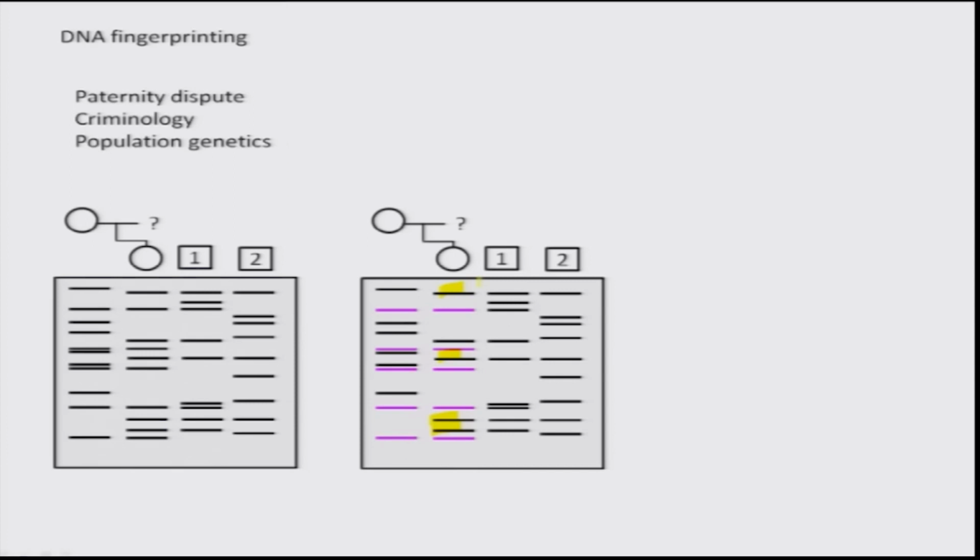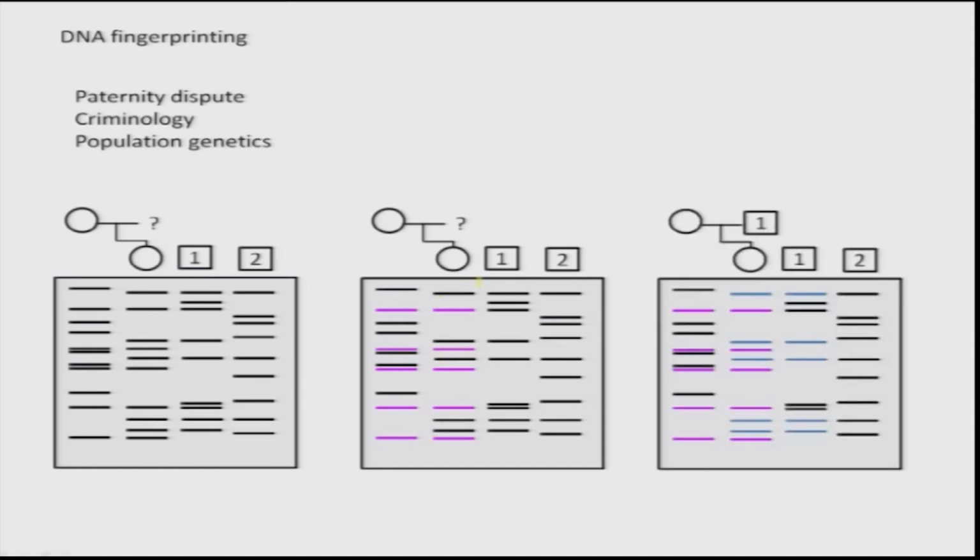Now, what we need to look at is whether each one of the fragments in the daughter that is not present in the mother, therefore likely to have come from father, is present in which one of the two individuals, right. So, this is what it is. You can see here all the bands that were missing in the mother were present in one of the two males, male number 1.